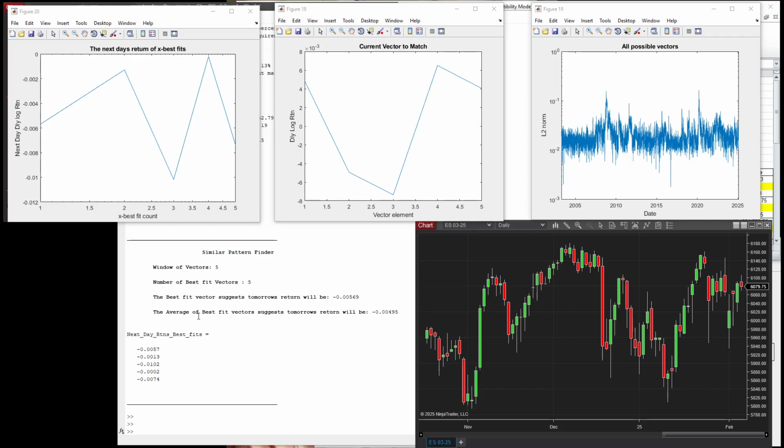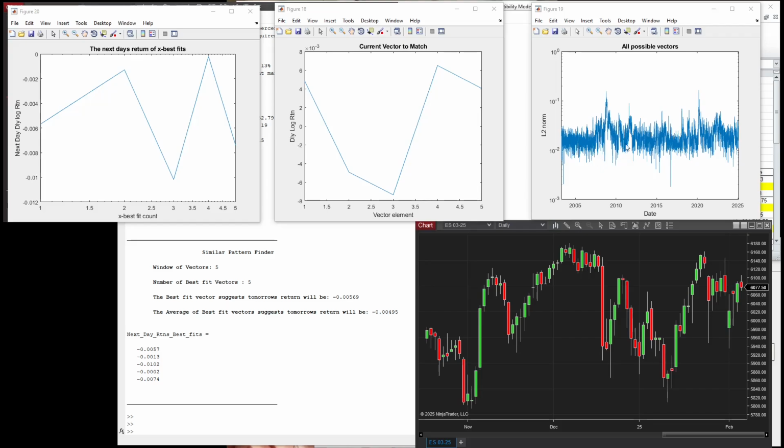And then I asked, what is the average of the best fit vectors, the five best? And here again, very close to down about 0.5%. And these next day returns best fits vector, here we are. So all 5 days were down. This being the closest to what we've just experienced. There's our last 5 day log returns. And here is a vector of each of these 5 days right here. You can see every single one of the best five fitting days, we had a down day, which would be today. And it would be about 0.5%.